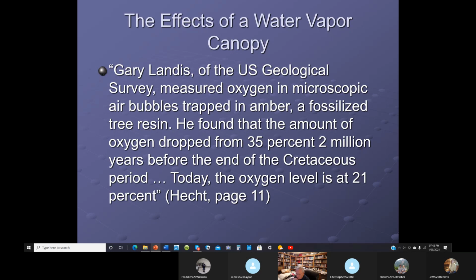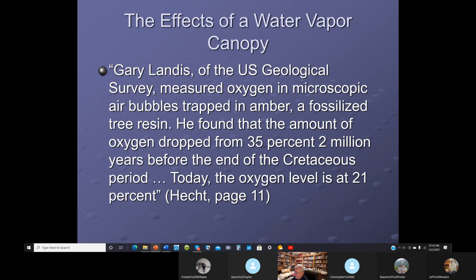Now, if you get too much oxygen, it becomes toxic. It'll kill you. But if you don't have enough, you can die from that too. But having 35% won't kill you. Okay. So that's not the point where it becomes toxic. So we have 21% now and 35%.